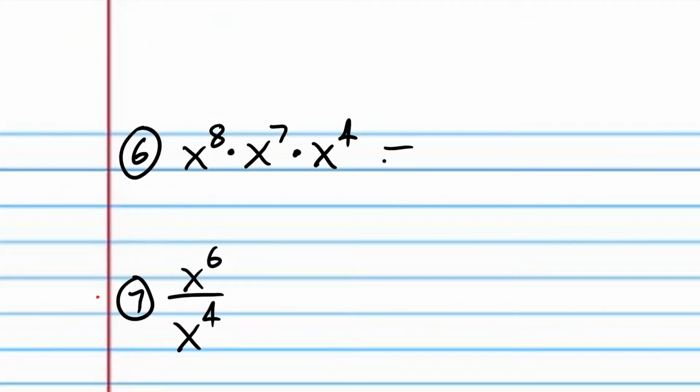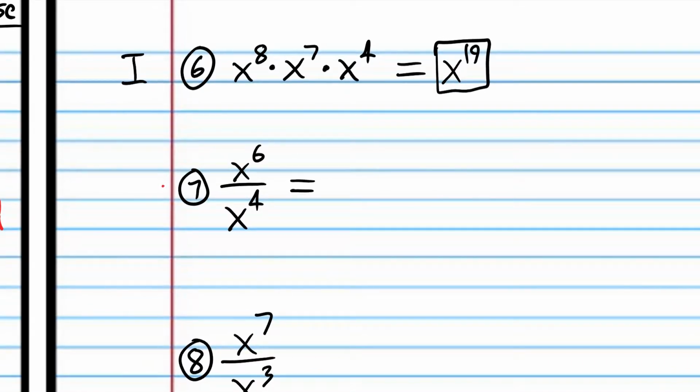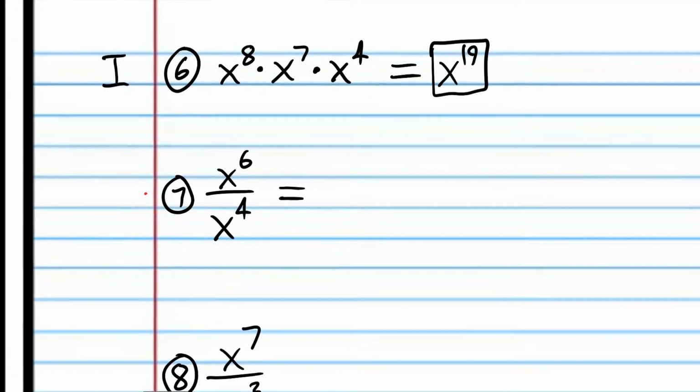All right, we're back. So 8 plus 7 is 15. 15 plus 4 is 19. So we have x to the 19th power, and we used rule number 1. Okay, so again, that was just all pre-algebra review. The only difference between what we learned today and what we learned in my pre-algebra course is we're stating the rule formally.